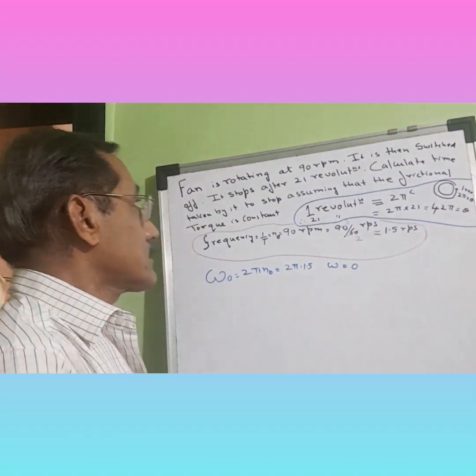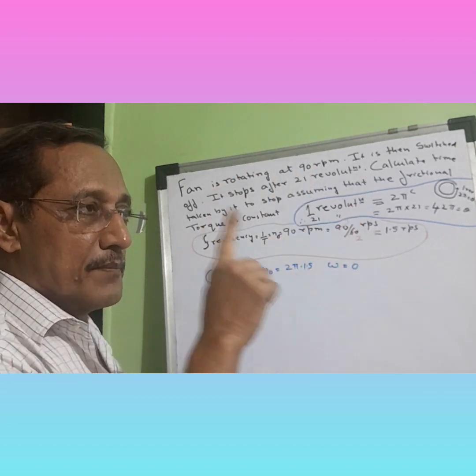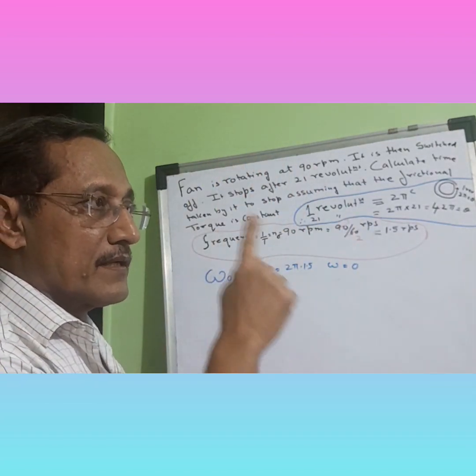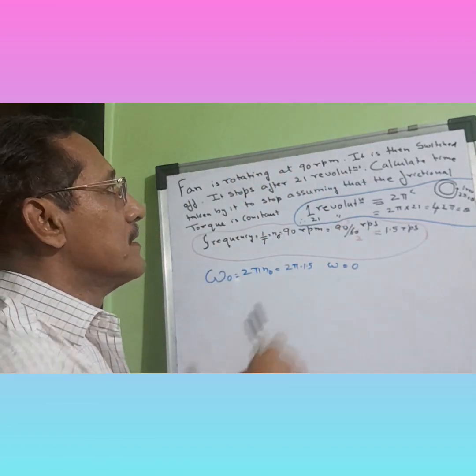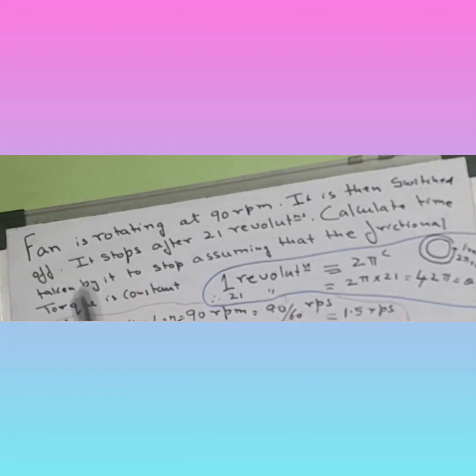Hi guys, this is a sum. A fan is rotating at 90 rpm, rotations per minute, 90 rotations per minute. It is then switched off. It stops after 21 revolutions. Calculate the time taken by it to stop, assuming that friction torque is constant.